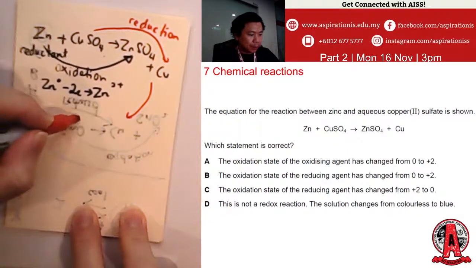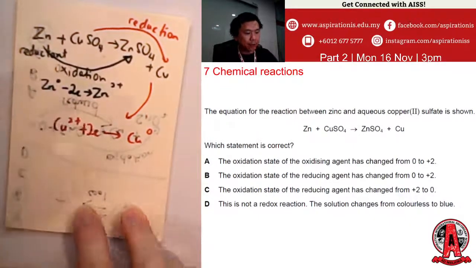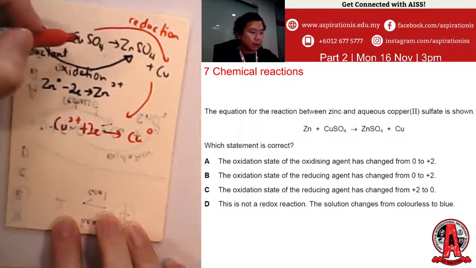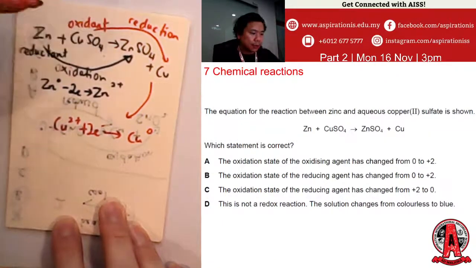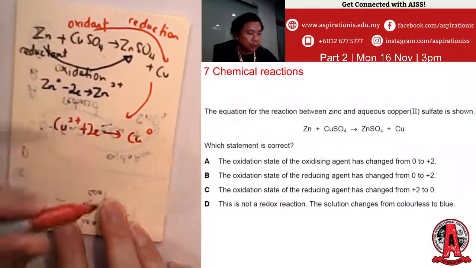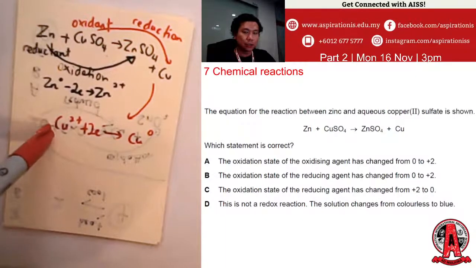Copper 2+ became copper atoms, and it did this by accepting electrons. So therefore copper sulfate is the oxidizing agent because it has gone through reduction. So now let's answer the question. Now we know who went through oxidation, who went through reduction, who is the oxidizing agent and who is the reducing agent. The oxidation state of the oxidizing agent has changed from 0 to 2. So the oxidizing agent is copper.